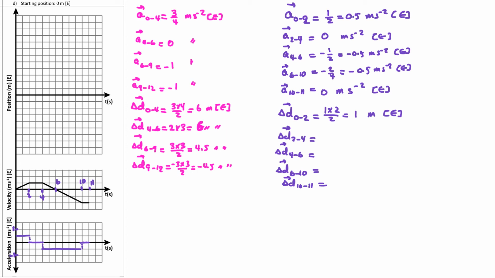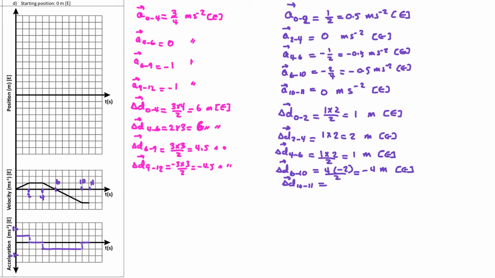Okay, for the next one from 2 to 4, my area, I get a rectangle, height is 1, base is 2, that's 2 meters east. And then I get a triangle, height is 1, base is 2, divided by 2 because it's a triangle, 1 meter east. 6 to 10, I have a triangle, base is 4, height is negative 2, divided by 2. That's negative 4 meters east.